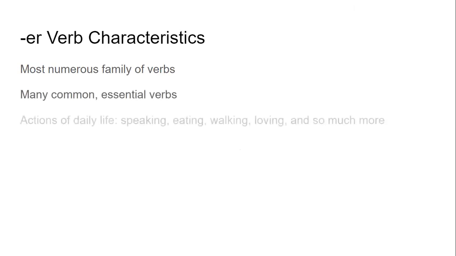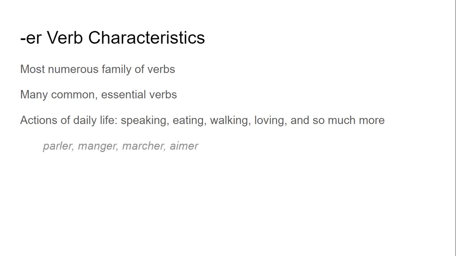So today we're talking about ER verbs, and what are some characteristics of ER verbs, all these verbs that in the infinitive form end in ER. They are the most numerous family of verbs in French, very, very common, essential verbs, and they're the actions of daily life by and large. Speaking, eating, walking, loving, lots of different interactions, basic actions that we take as humans. So parler, manger, marcher, aimer. These are all basic ER verbs.